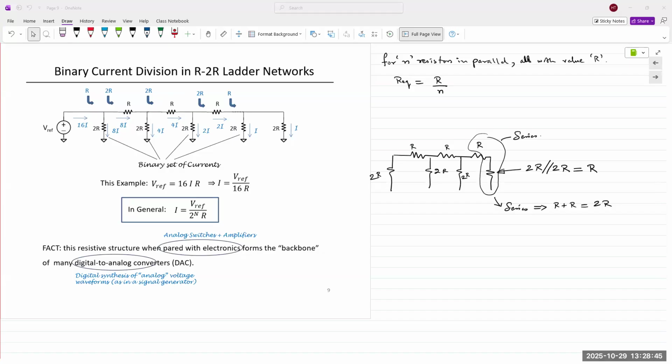Does everybody understand how this circuit works? Okay. Now, the obvious question would be, again, where would we actually use this kind of circuit? The answer is right there at the bottom.